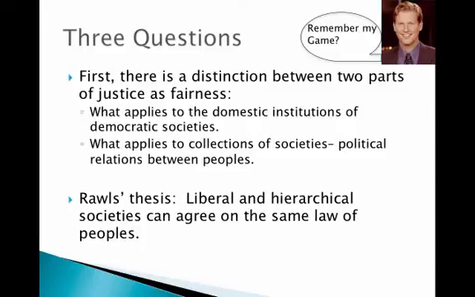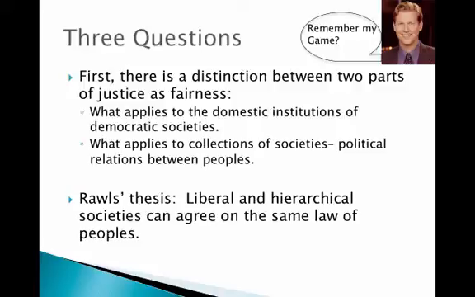First, note there is a distinction between 2 parts of justice as fairness. There's what applies to the domestic institutions of democratic societies and what applies to collections of societies, basically political relations between peoples. So, think of the first part as justice between members of the United States, and then the second level is justice between the United States and other societies, like Canada. Okay, so you've got to distinguish those 2 parts, pretty obvious.